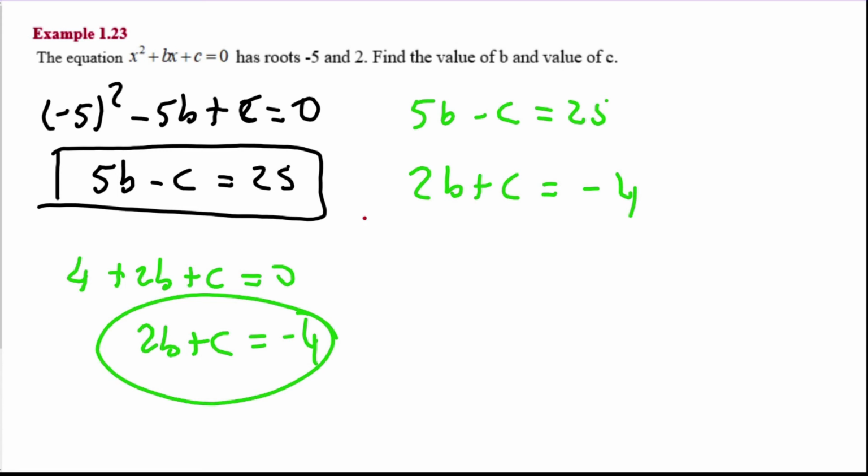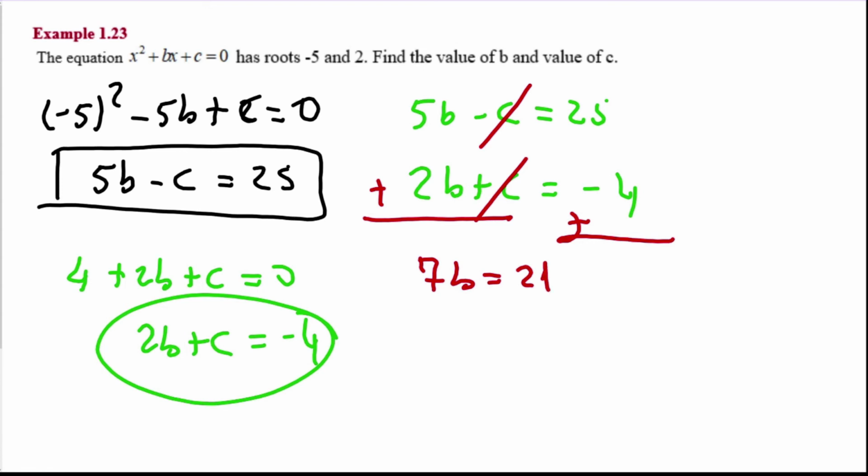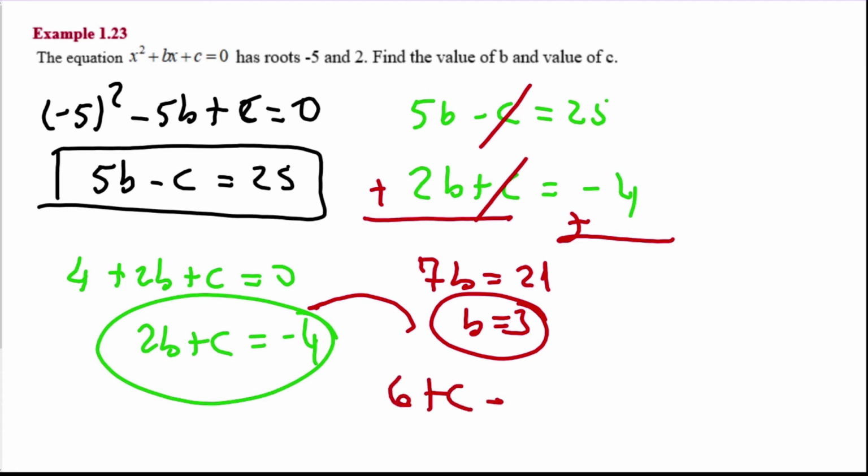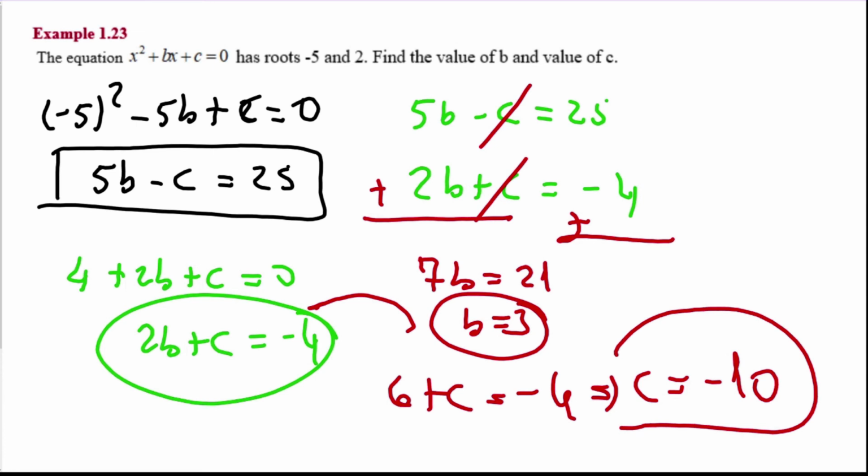If I add both sides, we can cancel c, and here 7b equals 21. If we divide both sides, b is 3, right? 21 over 7 is 3. I'm going to substitute this into the second equation. You can substitute into the first one if you want, but the best one is the second one, because it is simpler. Here 6 + c is -4. If you make c the subject, c is -10, right? All right, got it?